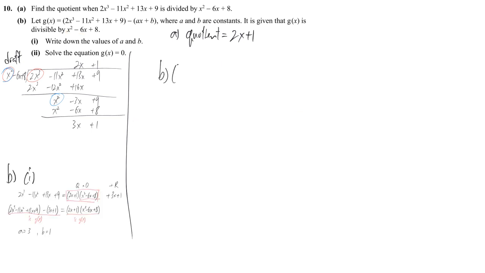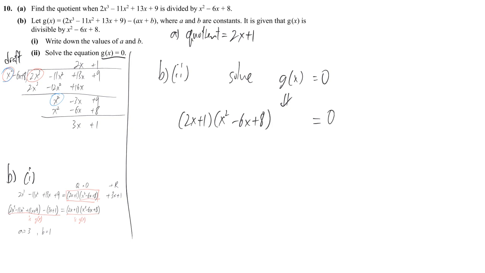So B2, we are going to solve the equation g(x) equal to 0. Don't forget to start from the question. And then g(x), we can express it as something times something. So 2x plus 1 times x squared minus 6x plus 8 equals 0. So by using the zero product rule, something times something giving 0 implies at least one of the factors should equal 0. Otherwise, it's impossible to have a zero product.